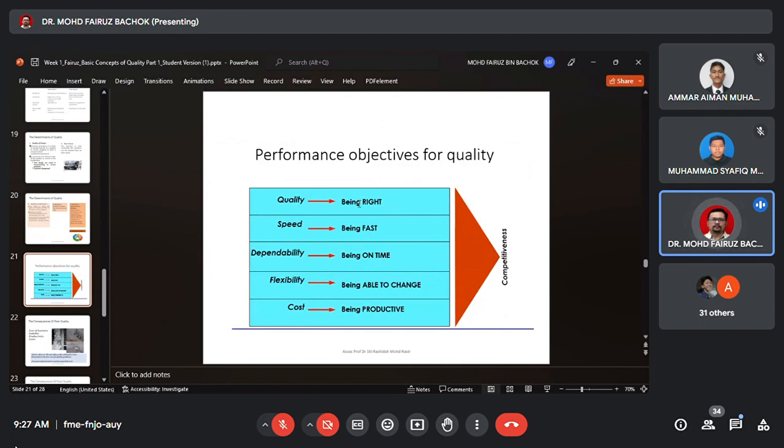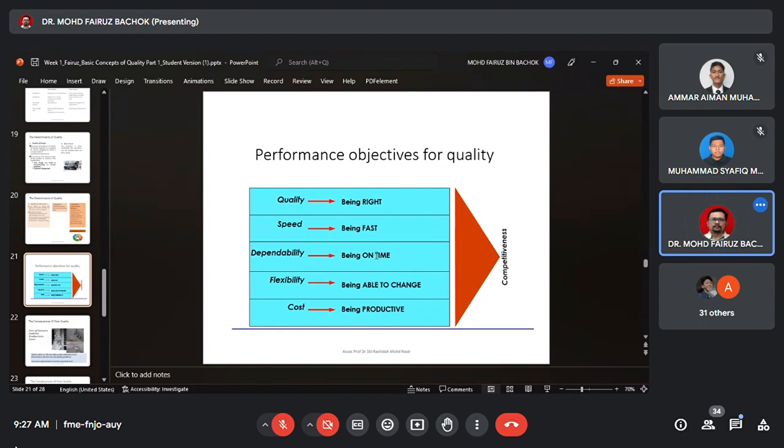Quality should be being right, must be right. Speed should be fast. This is what the customer needs, to satisfy the customer need. And then dependability, being on time. Punctual, being on time. Like a shuttle bus, like an aeroplane.